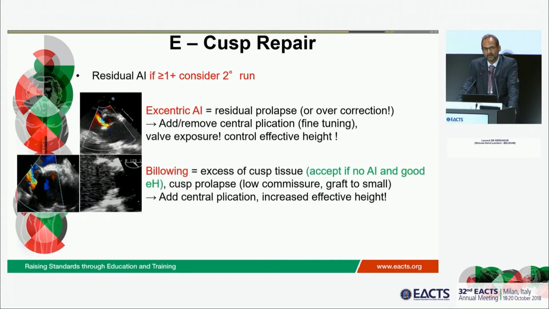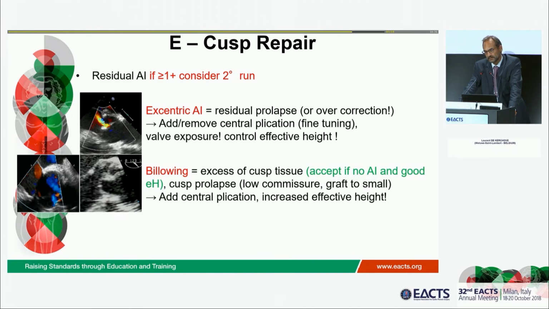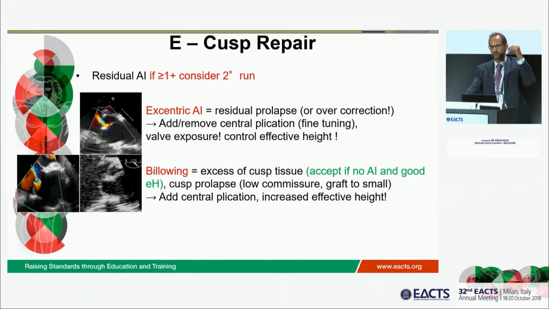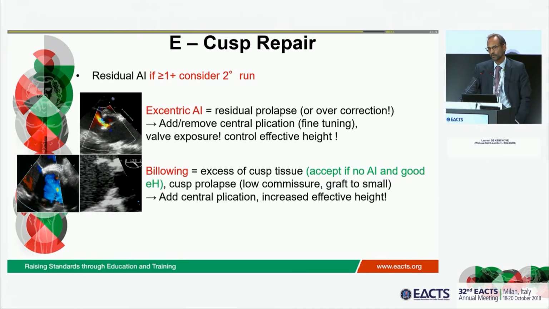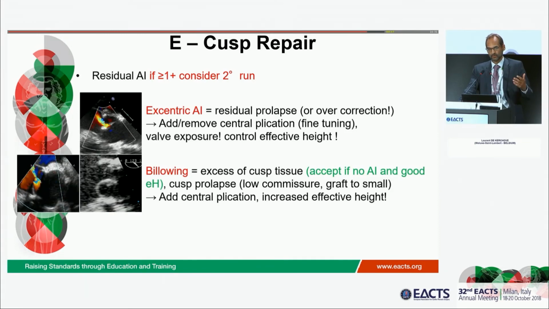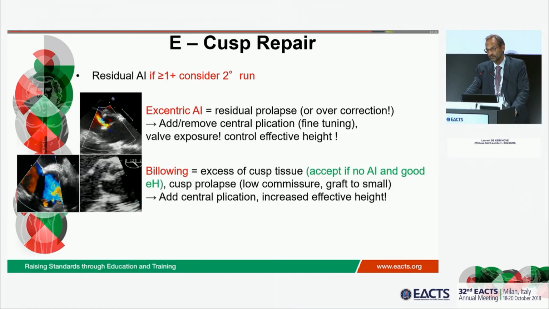Billowing is something we don't like because first the valve has not a good-looking aspect, and it's accompanied by AI sometimes, and then it can be the sign of a low coaptation, and we know that low coaptation is very bad. So if you are sure that it is just because you have very big cusps, but you have no AI and a good effective height and the tip of coaptation is high, you may accept some degree of billowing. But otherwise, it's probably the sign of a prolapse, and you may have done a technical error, too small grafts, or the commissures are not high enough implanted. Ideally, you should add some effective height to your cusp, adding some plication.